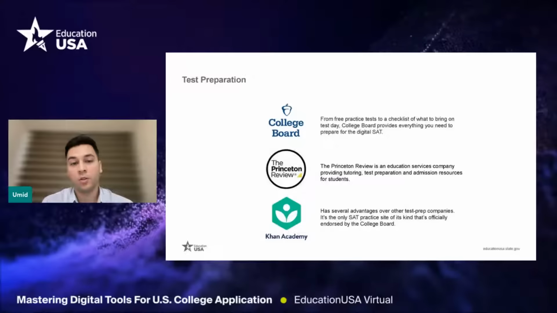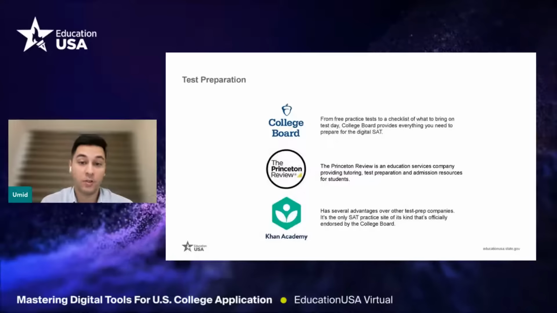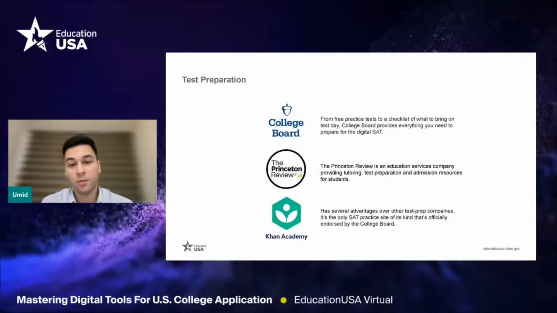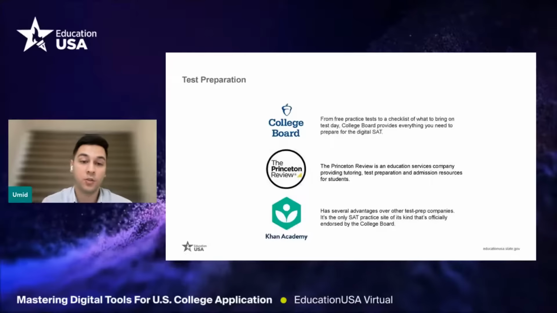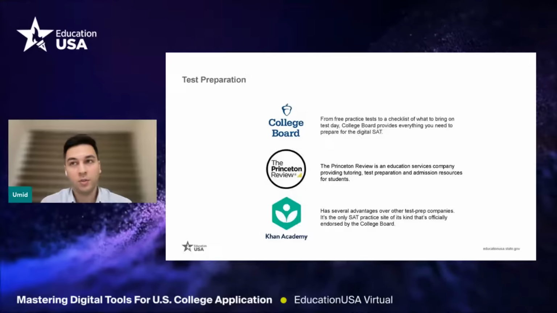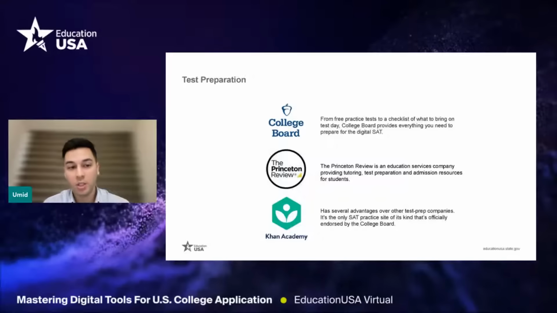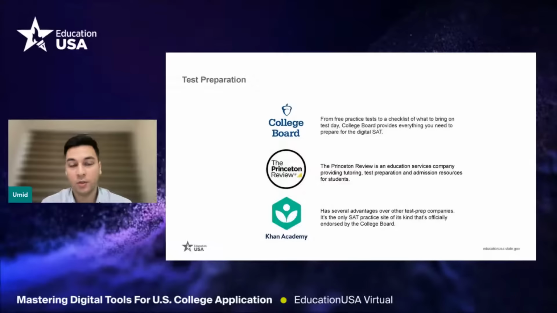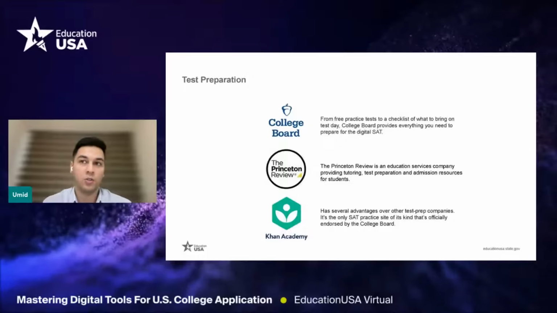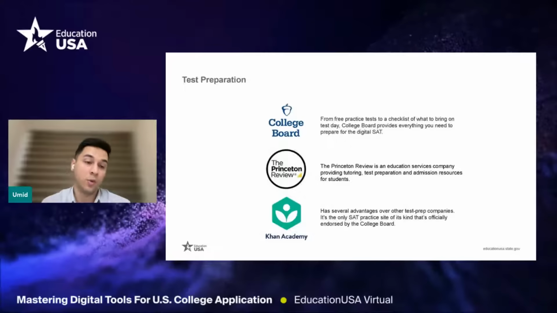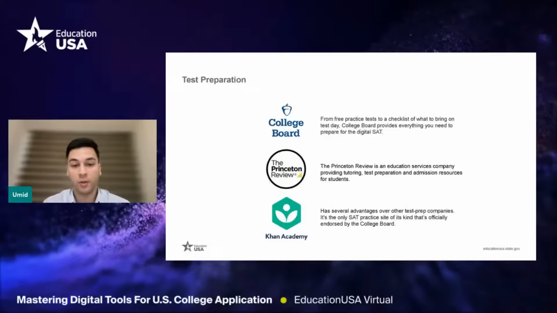So if you want to study not only SAT, but also ACT or TOEFL or IELTS, you may look into the Princeton Review. It is an education service company that provides tutoring, test preparation, and admission resources for students. The Princeton Review has a much broader range of test preparation materials, and you can choose not only undergraduate level, but also graduate level.